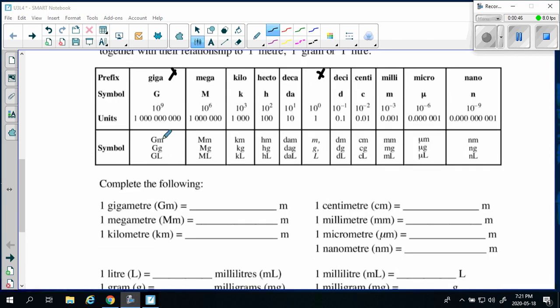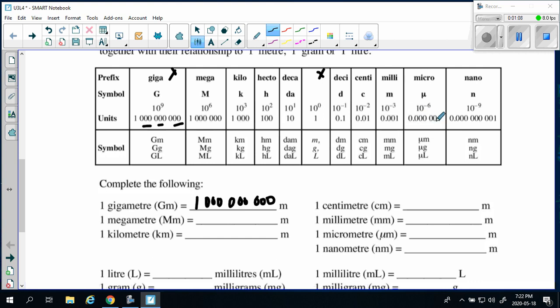So from this chart, you can see that a giga is 10 to the 9. So it's actually a very, very large number. And there would be 9 zeros behind it here if I wanted to convert back to meters. Whereas over here, if I had something very small, this is to the -6, you're going to end up with a very small number of meters.